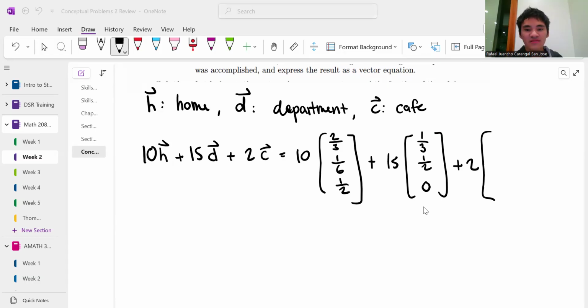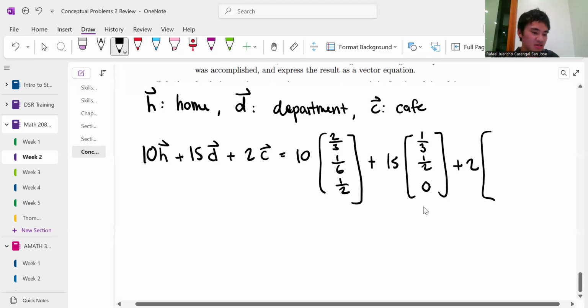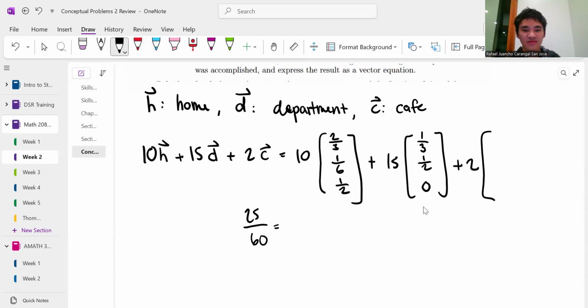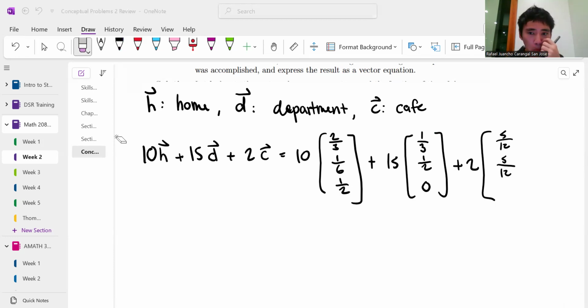Okay. 2 hours working at Cafe Allegro. So he spends 25 minutes on research. That's 25 over 60. If I can convert that, divide both by 5, 5 over 12. Same here, because he also spends 25 minutes each on research and teaching, and he drinks a cup of coffee. So that's 1.